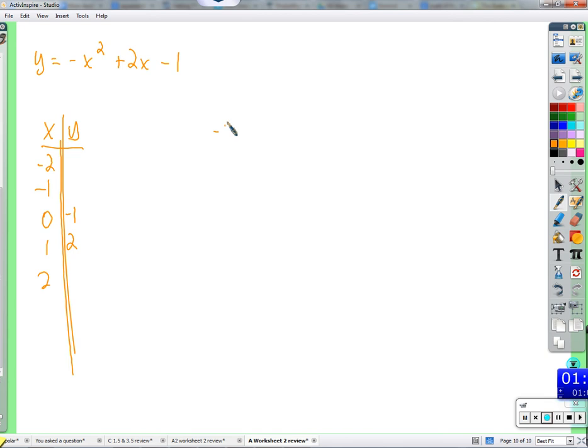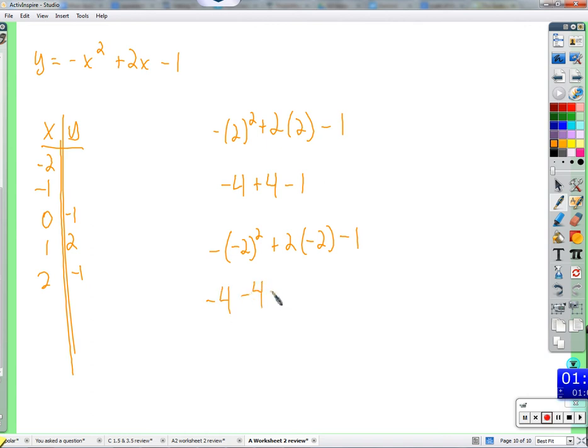2, let's start to write this down, do some work here. 2 squared plus 2 times positive 2, minus 1. Well, 2 squared is 4, there's a negative there, so that's negative 4, plus 4, minus 1. So we have negative 1. Let's do negative 2. Negative 2 squared plus 2 times negative 2 minus 1. It's negative 4 still, but this is negative 4 minus 1. So it's negative 8, negative 9. Negative 1 squared plus 2 times negative 1 minus 1. This is negative 1 times negative 1, that's positive 1. Times the negative, that's negative 1. Minus 2, minus 1, we have negative 4.